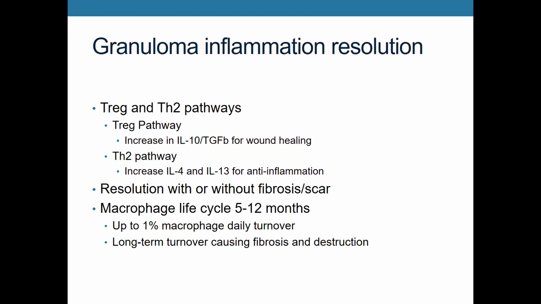These Th2 cells and pathway have an increase in IL-4, which differentiates B cells to plasma cells. It can also decrease Th1 cell pathways and IFN gamma, and it can change activation of macrophages to a repair type macrophage. IL-13 is also produced, which increases MMPs and fibrosis, but also decreases that inflammatory Th1 response.